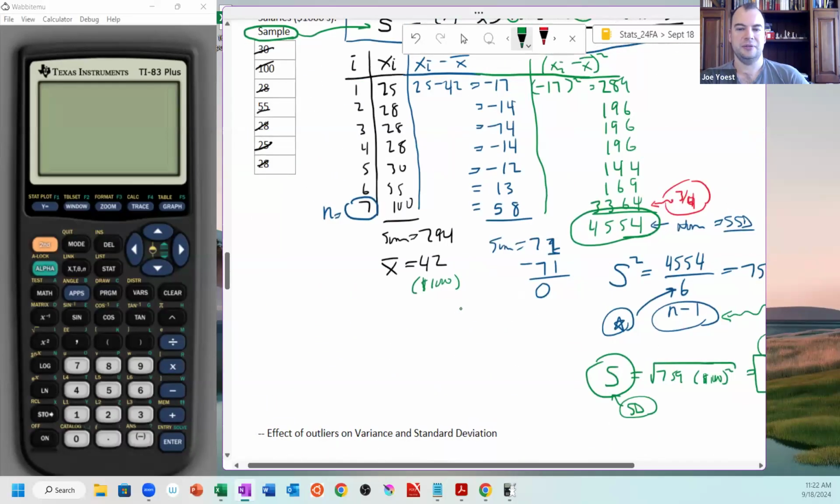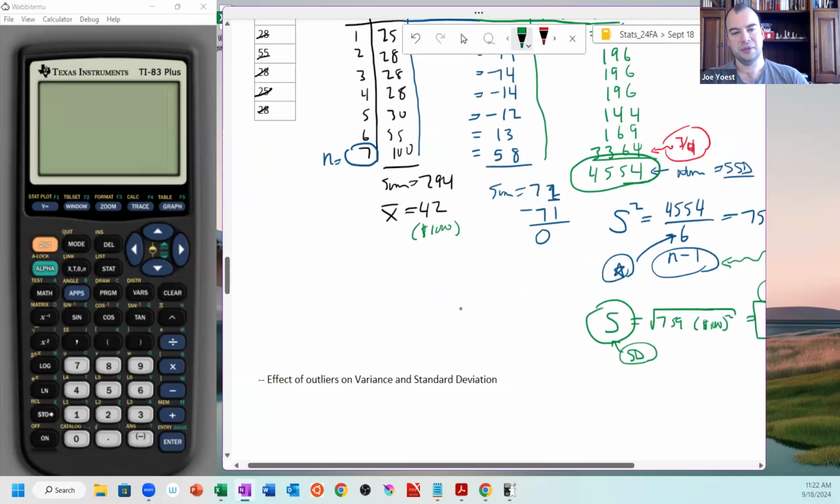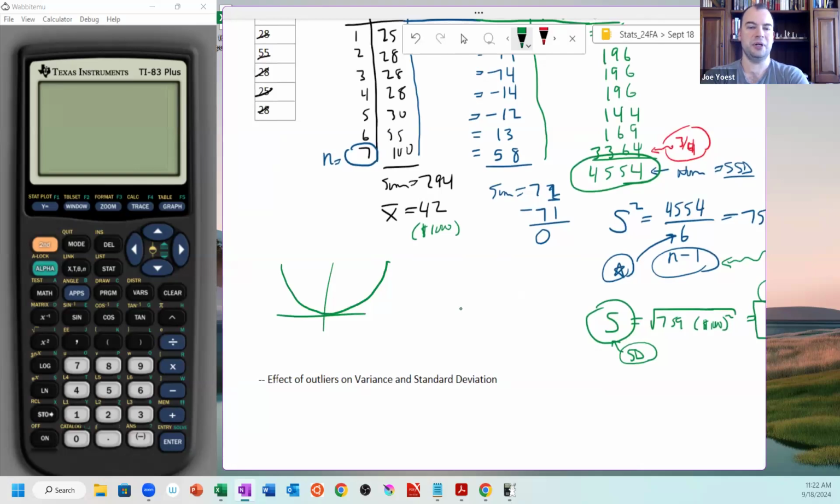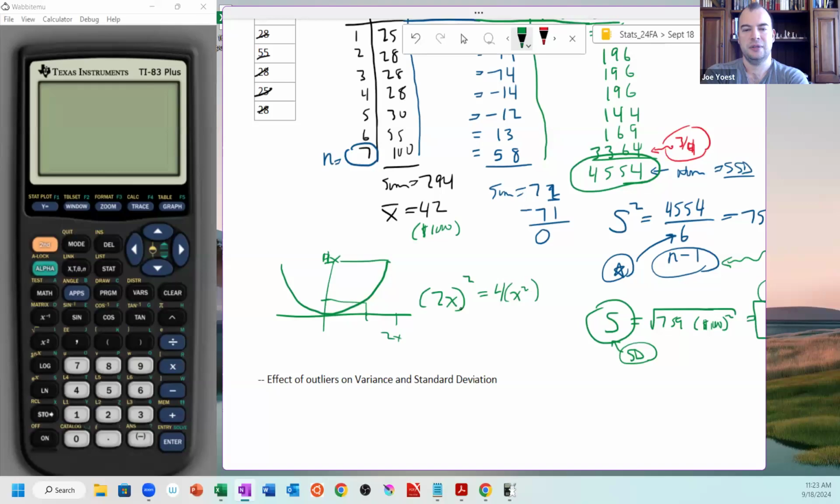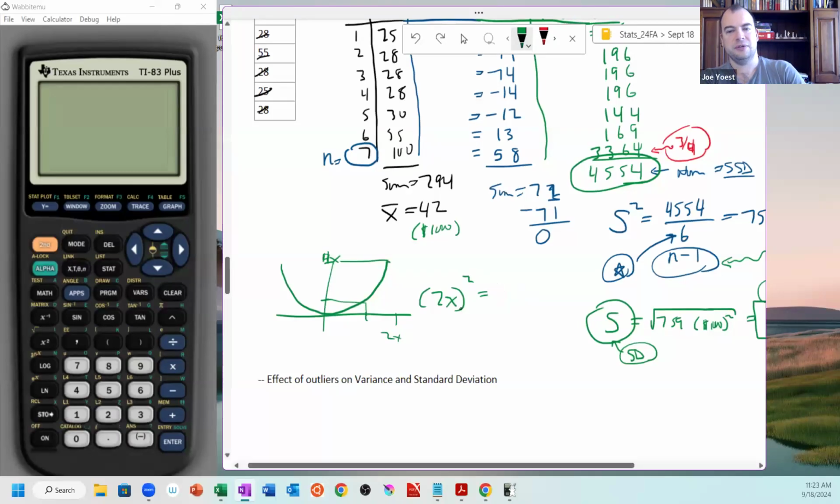And that's a product of this squaring function, right? x squared, the output gets bigger relative to the input pretty quickly, right? If I double the size of the input, I quadruple the size of the output. So 2x squared equals 4x squared. So variance and standard deviation are disproportionately affected by outliers.